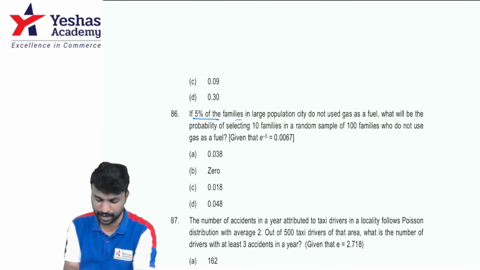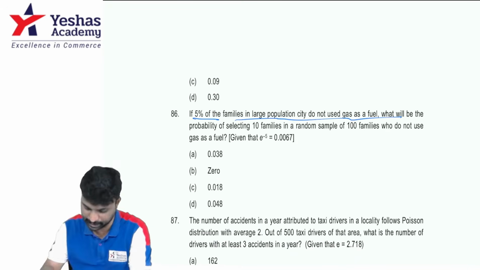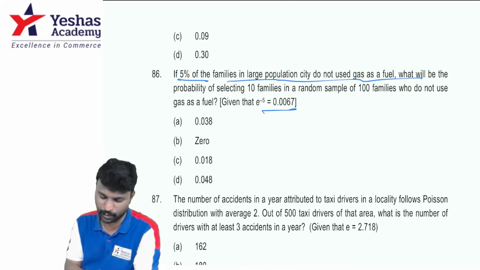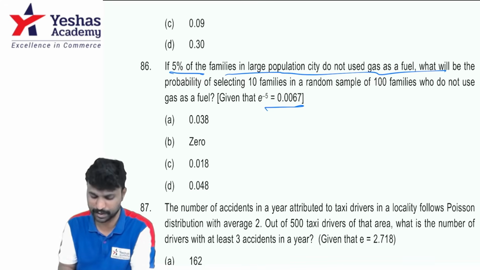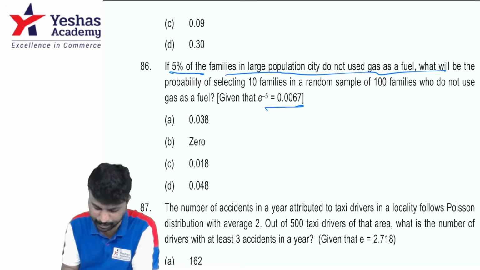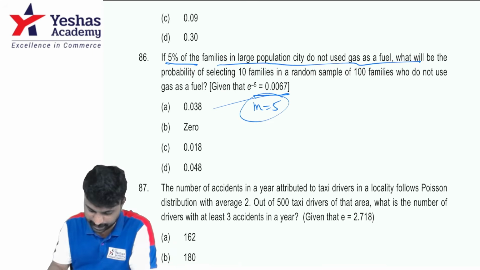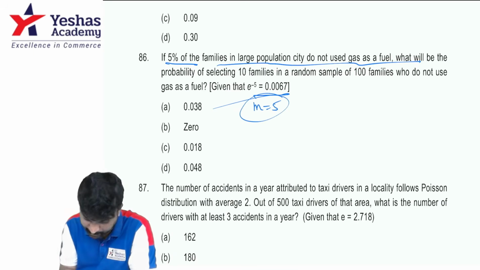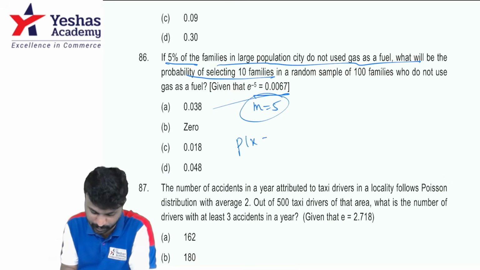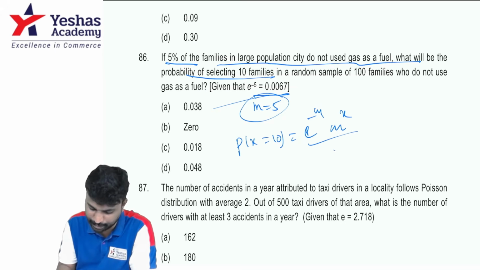Guys, this is one of our practice questions in our material. We have solved this question. This will say that it is a Poisson distribution. E power minus 5 means e power minus m, so the m value is 5. All right. Now we need to find the probability of selecting 10 families. That means P of x equal to 10 we are asked to find. So e power minus m, m power x by x factorial.